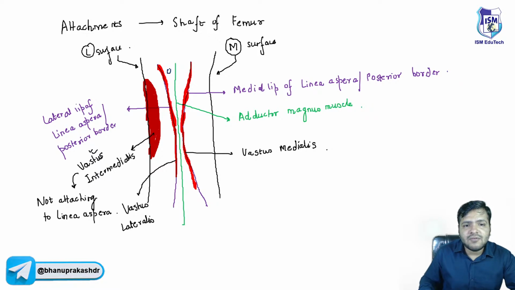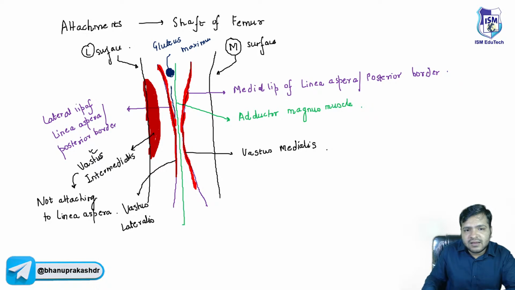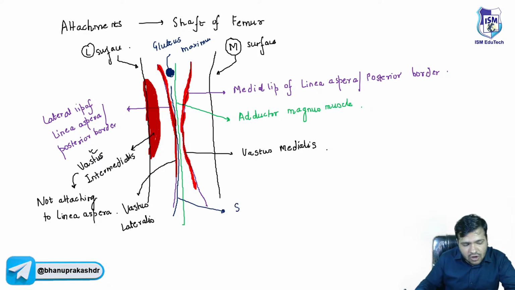Now, between the adductor magnus and the vastus lateralis, a muscle is attaching to the gluteal tuberosity also. The gluteal tuberosity, it is gluteus maximus. And below it there will be one more muscle in between the adductor magnus and the vastus lateralis, and this muscle is the short head of biceps femoris.